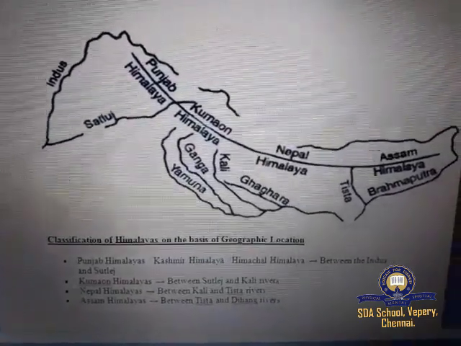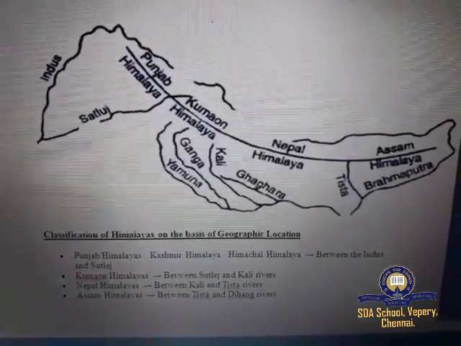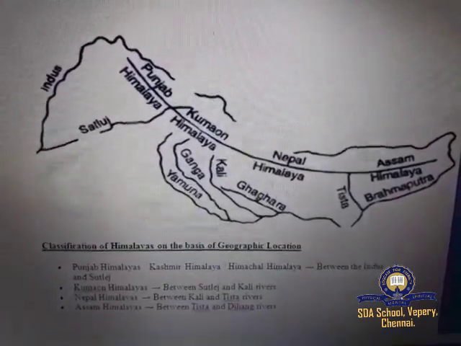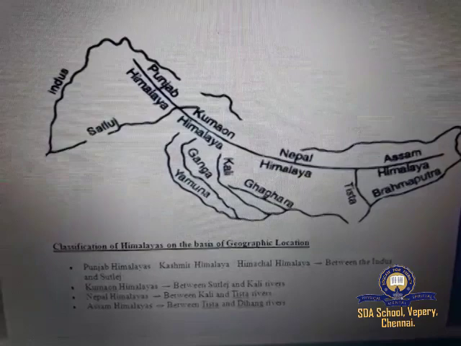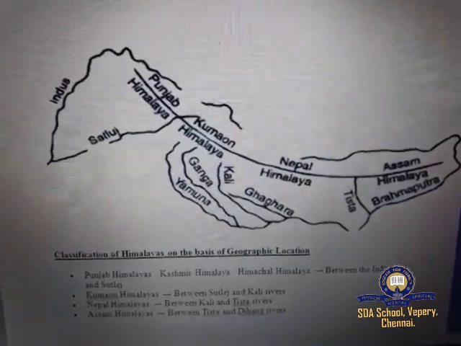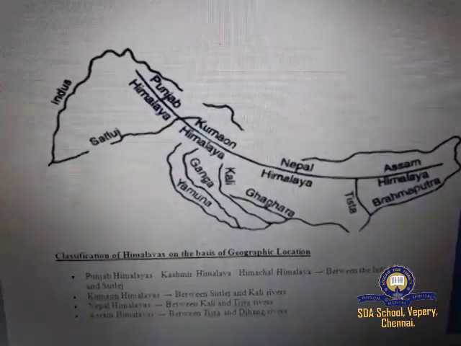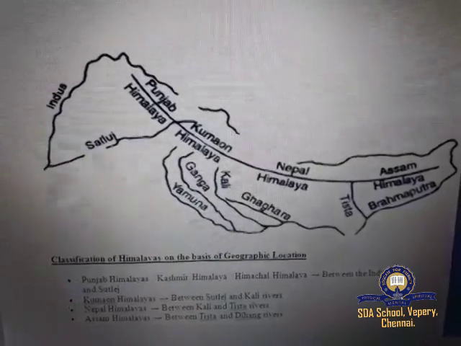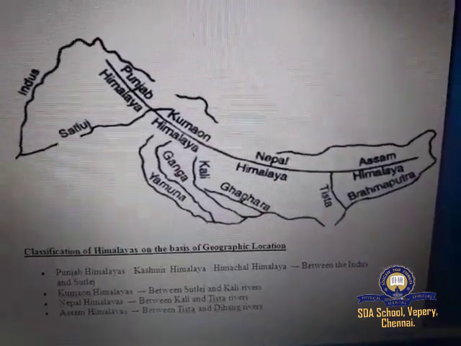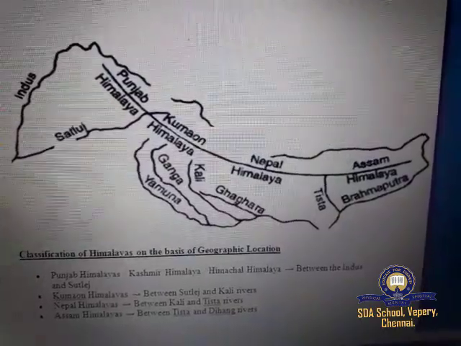The longitudinal divisions of Himalayas. The Kashmir, Punjab, Himachal Himalayas located between the rivers Indus and Satluj. The Kumaon Himalayas located between the rivers Satluj and Kali. The Central Nepal Himalayas located between the rivers Kali and Tista. The Assam Eastern Himalayas located between the rivers Tista and Dihang.